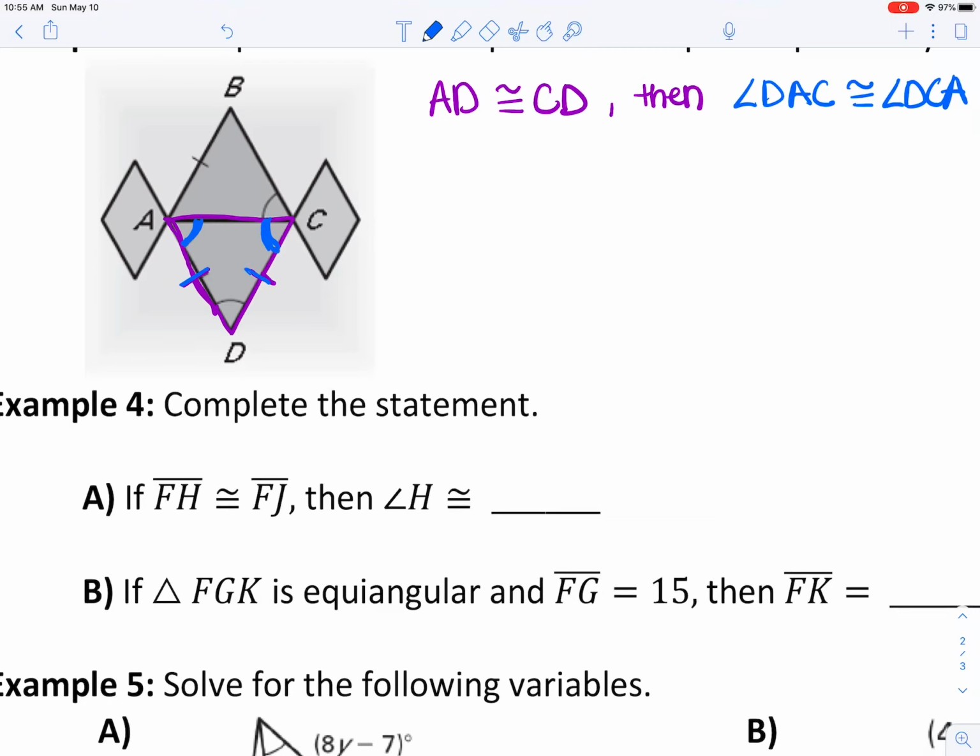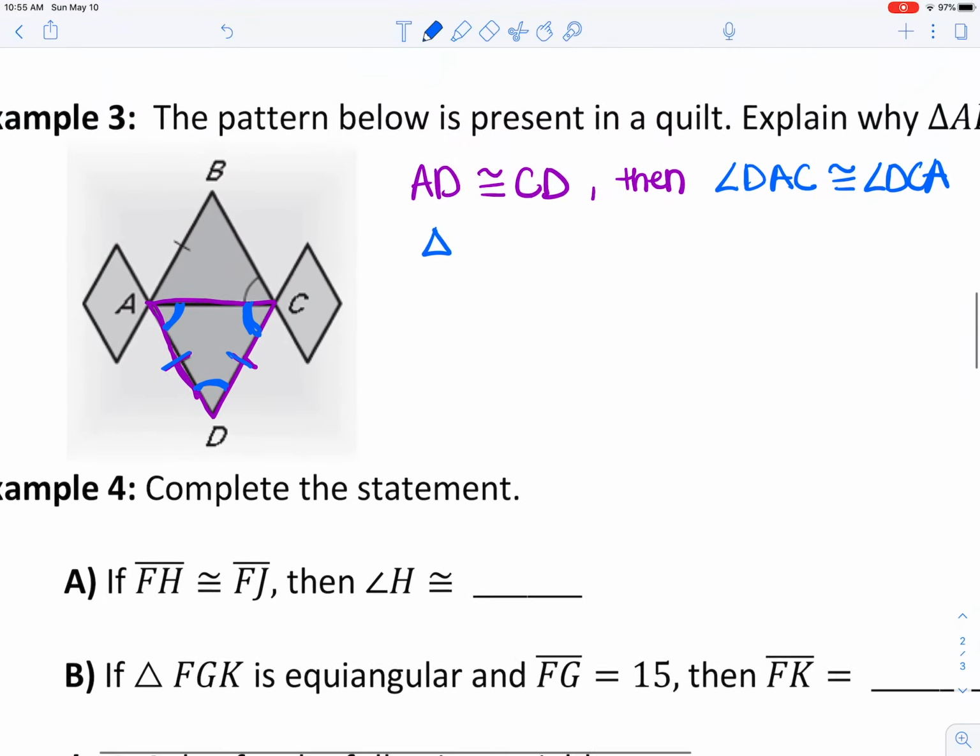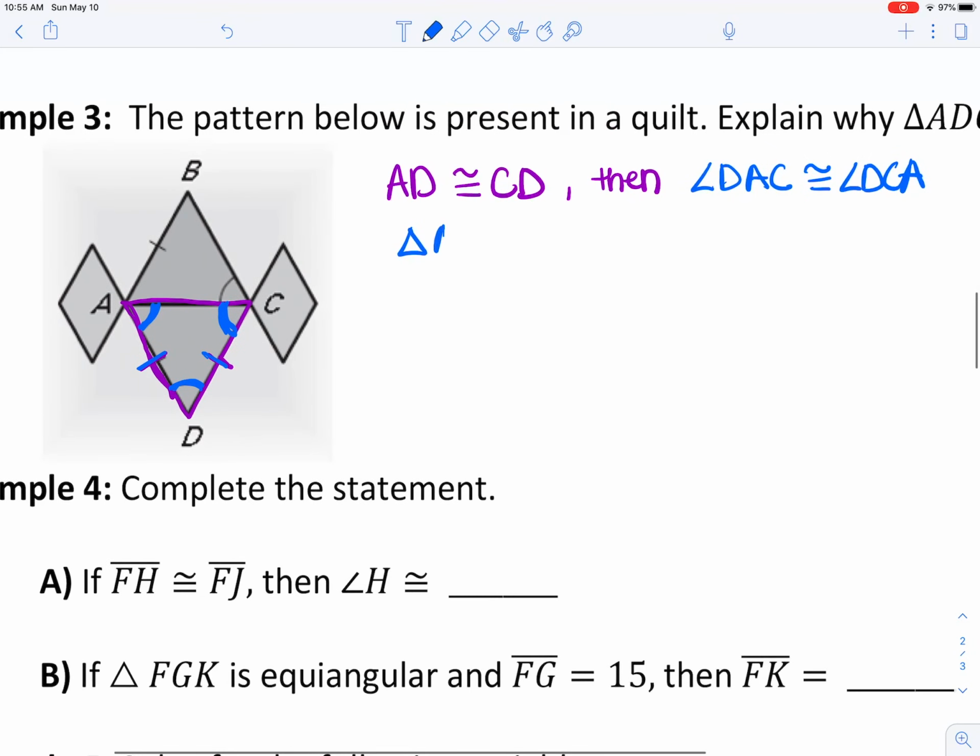So that's by the base angles theorem. Because these two sides were the same, that means that these two angles are the same. Okay? Well, in this diagram, this also shows us that this angle right here is also the same. So this triangle, triangle ADC, is equiangular. We just found that out.